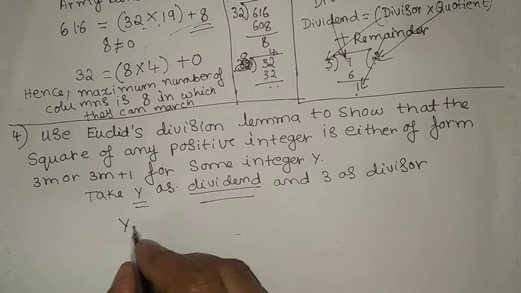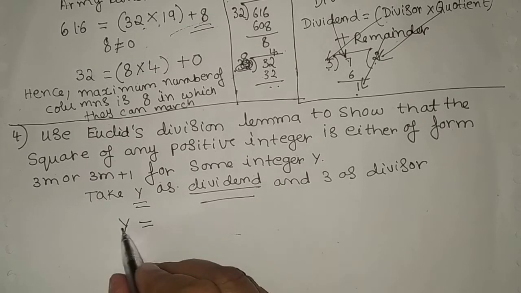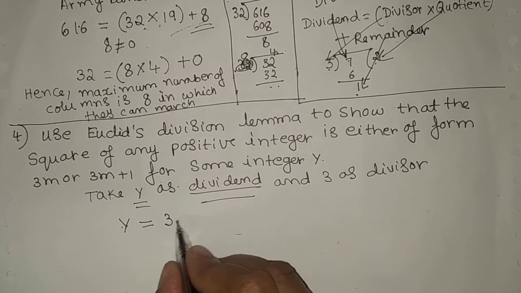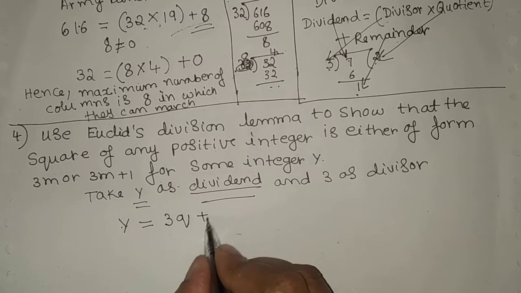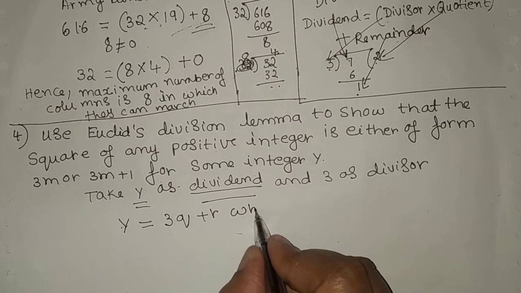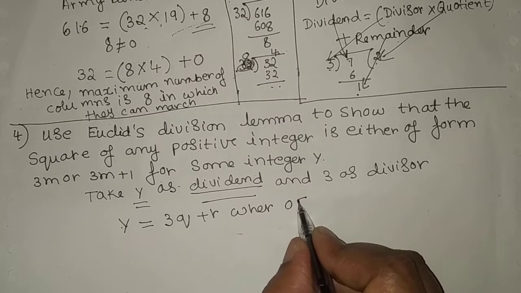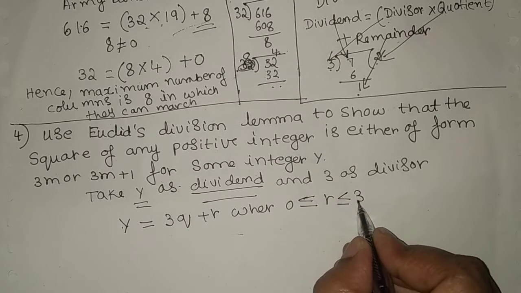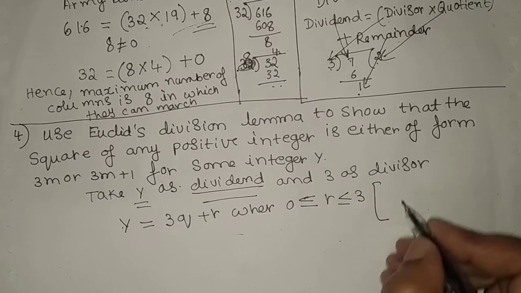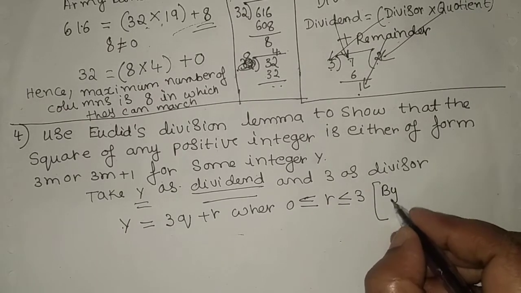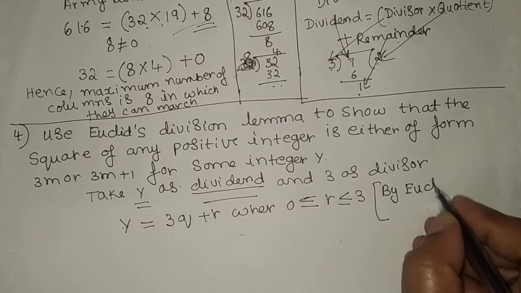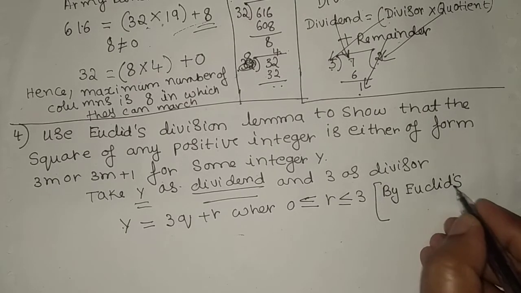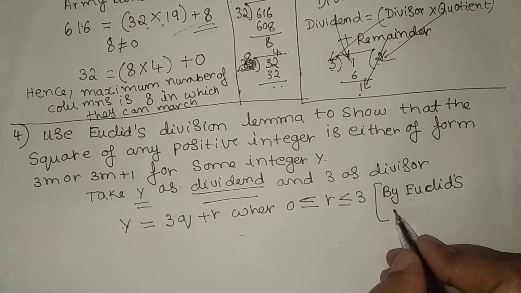Therefore we can write y is equal to 3q plus r, where y is the dividend and 3 is the divisor, where 0 is less than or equal to r, less than 3. This is by Euclid's division lemma.